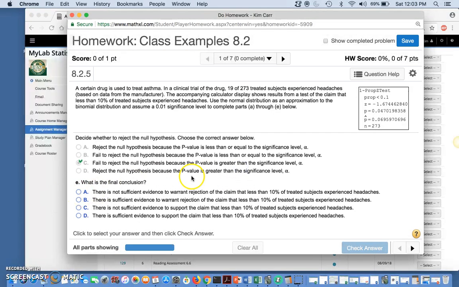Okay, what is the final conclusion? If you fail to reject, there is not sufficient evidence to warrant the rejection or support the claim. Okay, what was your original claim? The claim was that it's less than. So where it's less than, you would say there is not sufficient evidence to support the claim.